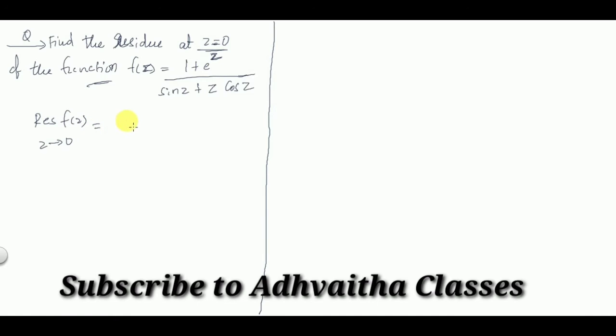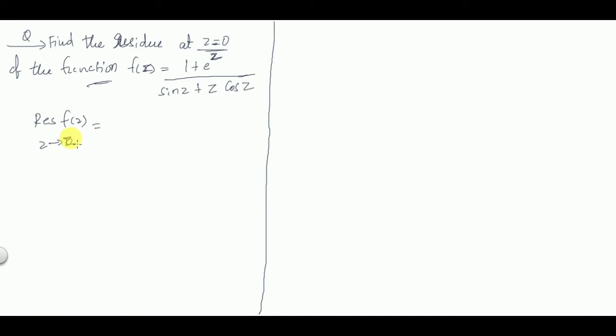So the simple pole formula, first of all we'll write the formula. The residue at a simple pole z tends to z0 is given by limit as z tends to z0 of (z minus z0) into f of z. So now in this question z0 is equal to 0 and f of z is equal to (1 plus e power z) by (sin z plus z cos z).